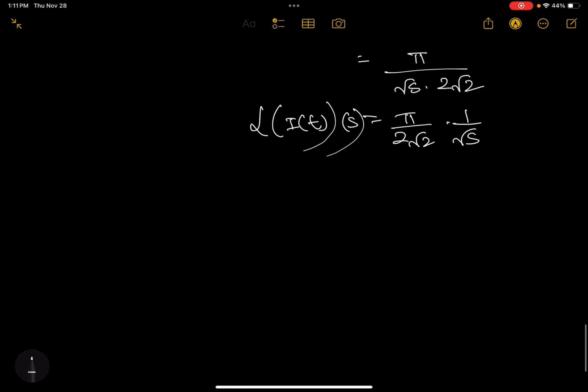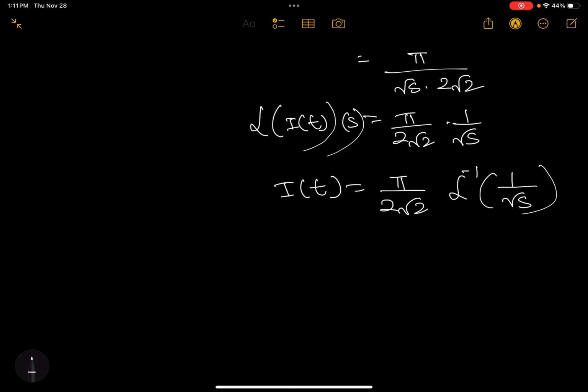Now to find the I of t, we need to just take the inverse Laplace transform, so we take this Laplace to the other side and it becomes the Laplace inverse, right? And the Laplace inverse of a constant times some function, I can take the constant out, so this will just be pi by 2 root 2 times the Laplace inverse of 1 by root s, right? Now if you are to find the Laplace inverse, you just need to know the Laplace transform of which function gives this one, right?